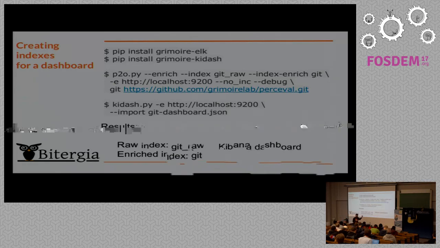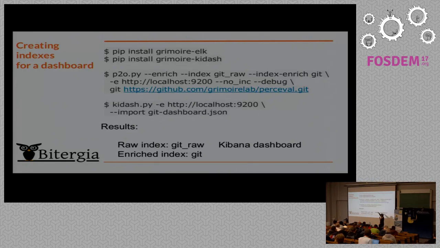And basically, that is going to do the same thing as before, as Perceval did, but storing the information in Elasticsearch. Once you do that, you can upload to Kibana the information about the dashboard and stuff, and that's it. You have two raw indexes, and you have a Kibana dashboard. You now point your web browser to Kibana, and there's the dashboard for this repository.